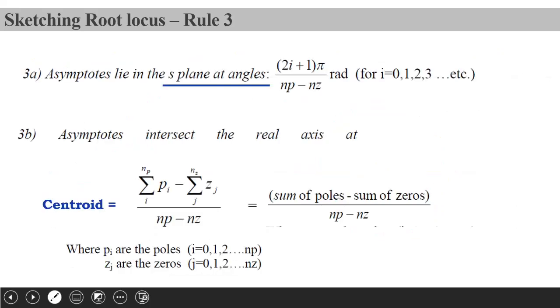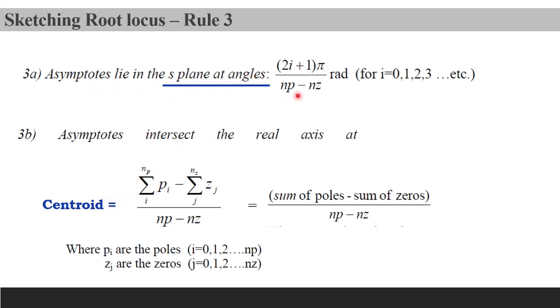All right, rule number 3. In rule number 3, as I discussed, what we were about to discuss was the centroid. We were interested in calculating the centroid, and we were also interested in calculating the angles of the asymptotes, right? So we are interested to find two things: the angles of the asymptotes and the centroid.